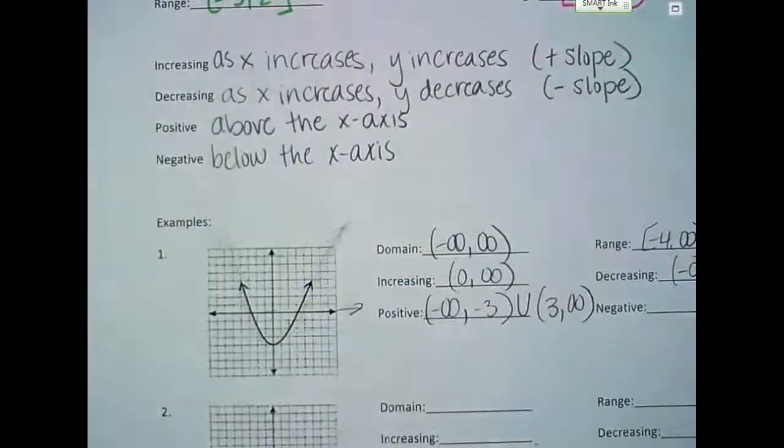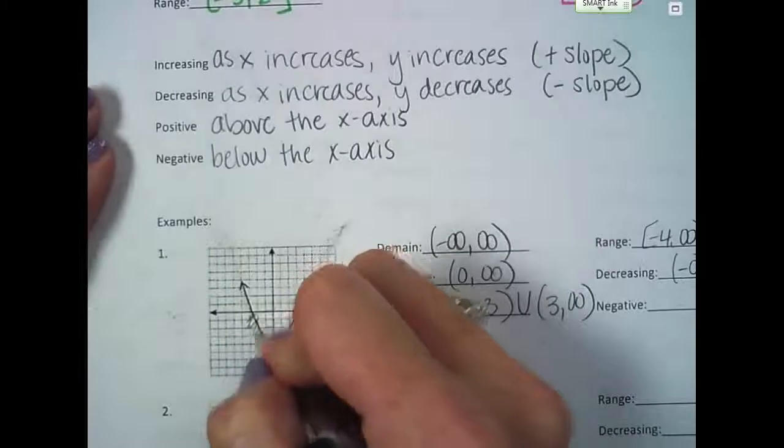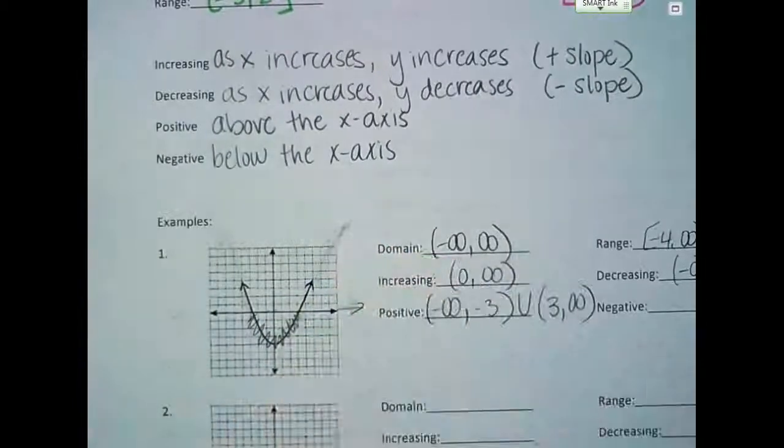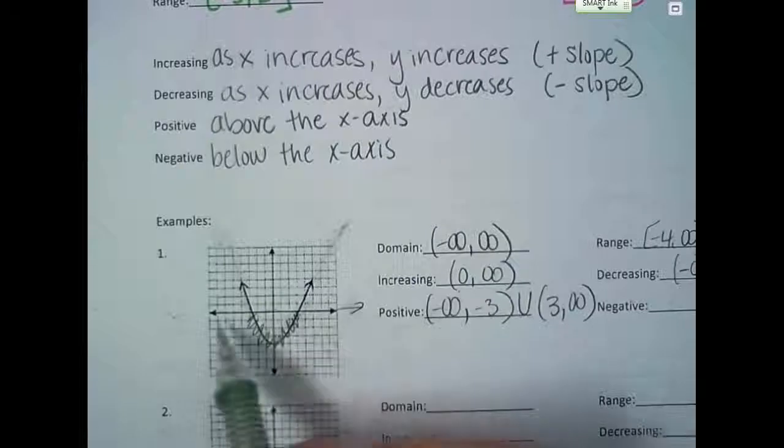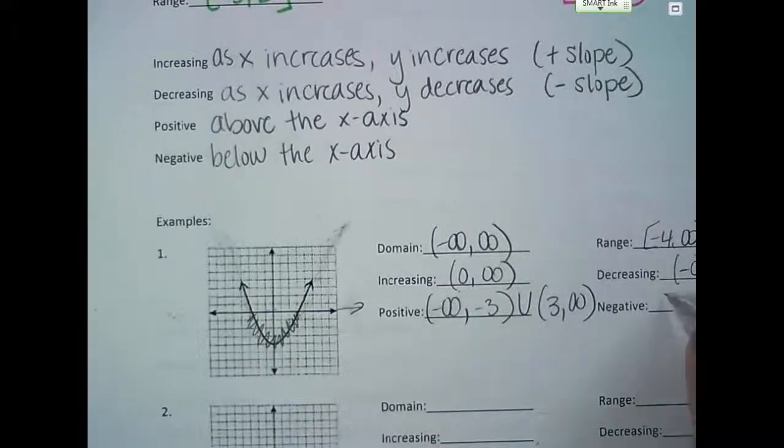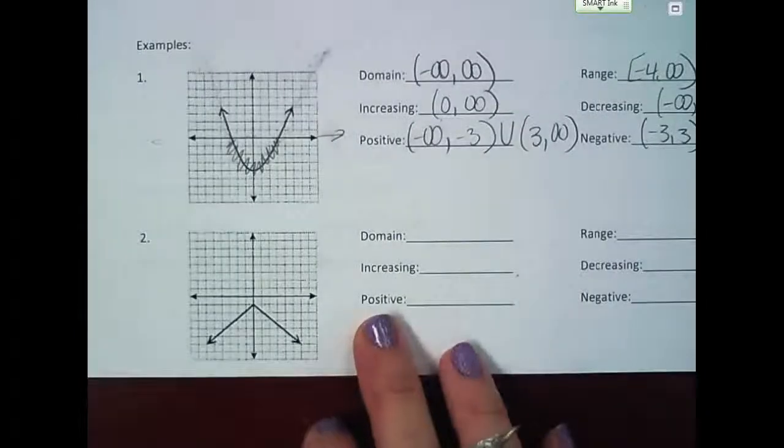Shade where I'm negative. Shade your picture everywhere you're negative. That's actually a window. What 2 numbers will be negative in between? Remember, use the domain to describe it. So I'm going to go from negative 3 to 3. Oh, smallest to biggest. Okay, quickly, I'm going to try to finish this one.